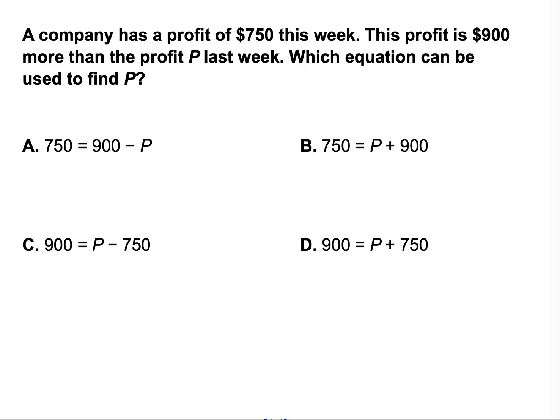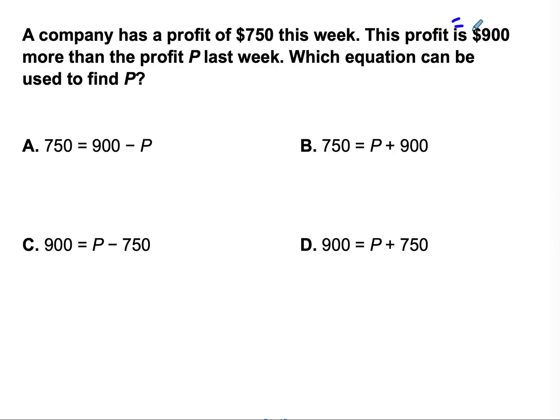All right, next one. A company has a profit of $750 this week. This profit is $900 more than the profit P last week. Which equation can be used to find P? Okay, so for story problems and equations, you have to look for some key words that tell us how to set up our problem. When we see the word "is" in a story problem, that is our equal sign.